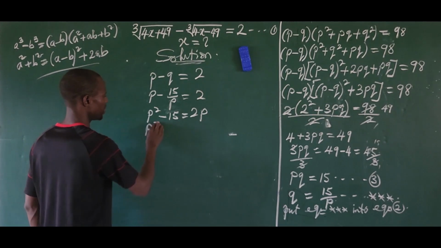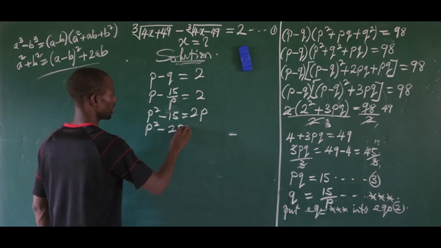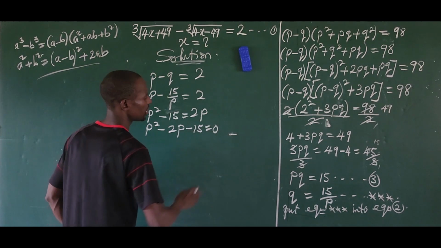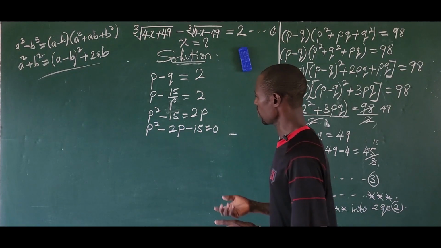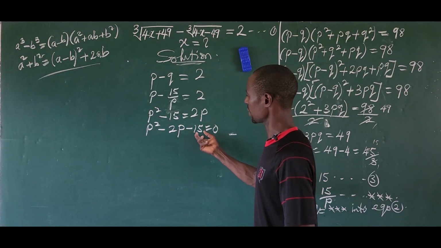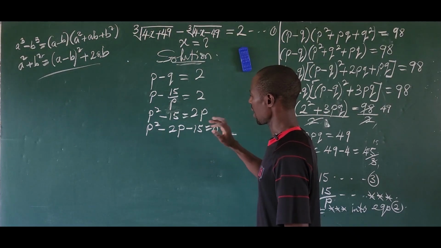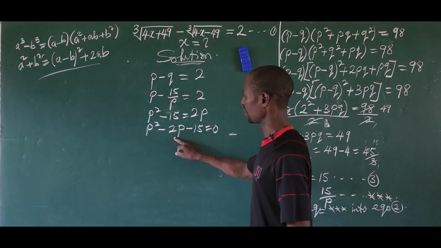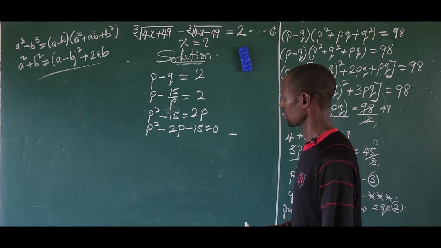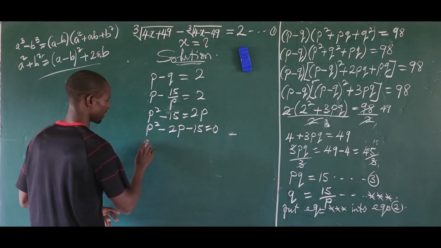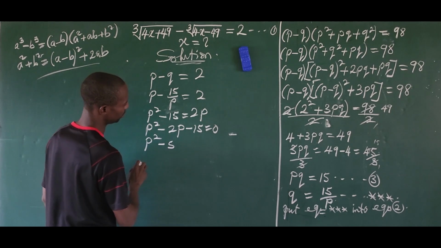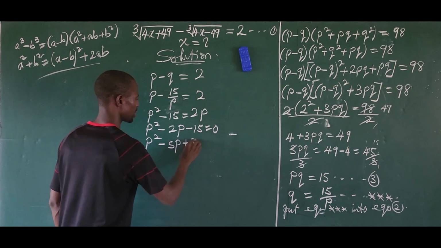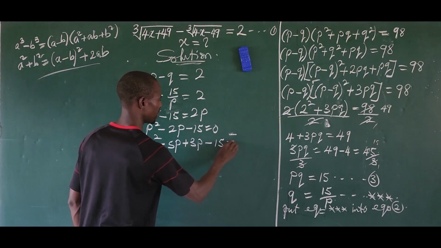If we rearrange, we're going to have P to the power of 2 minus 2P minus 15 equal to 0. Now let's look at this. We'll look for two quantities that when multiplied together give us minus 15, and when added together give us minus 2. That will give us minus 5 and plus 3. So using the factorization method, we have P to the power of 2, then minus 5P, then plus 3P, then minus 15 equal to 0.